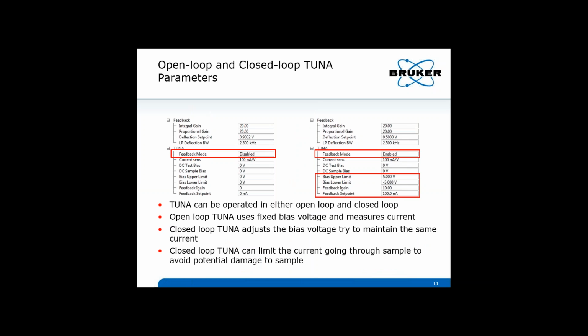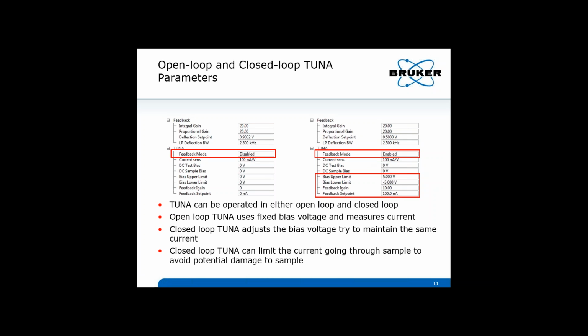Here is the parameter panel of the open loop and closed loop TUNA parameters. To switch between the open loop and closed loop TUNA, we just need to click the feedback mode, disable or enable. Both standard and extended TUNA can be operated in open loop and closed loop mode.